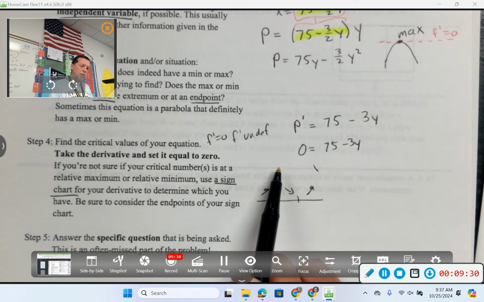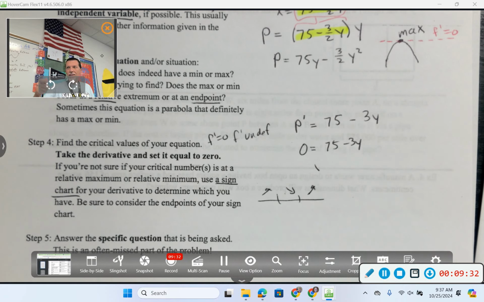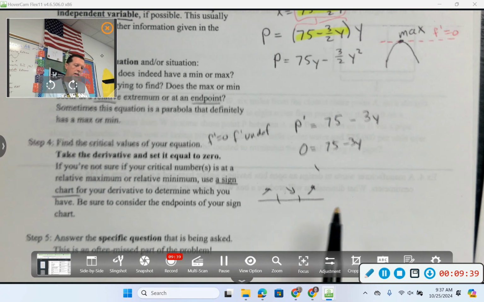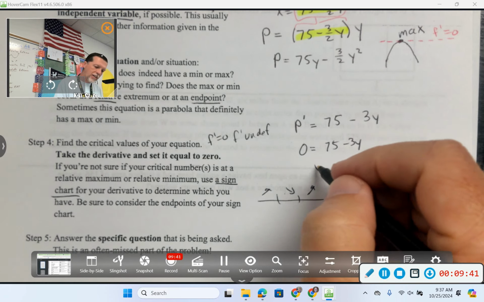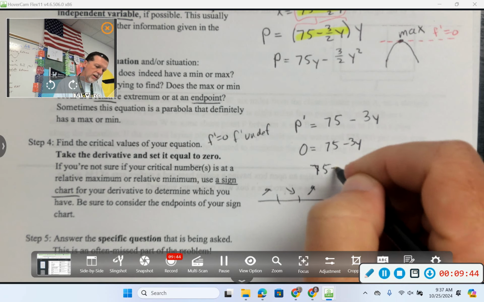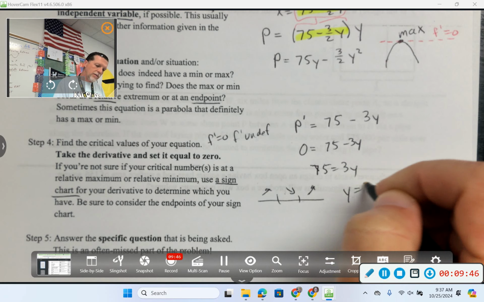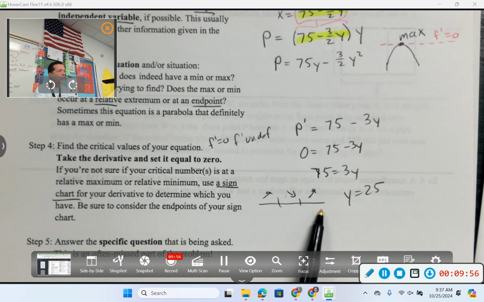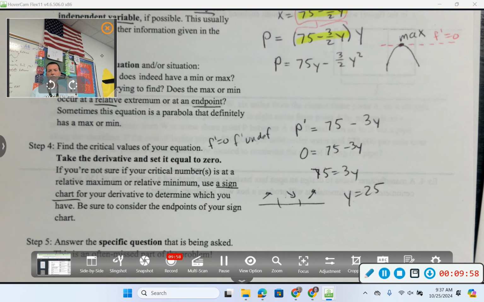But this one I don't have to worry about because I already know it's a parabola, so it only has one critical point, and that's a maximum. So I don't really have to think through the increasing, decreasing stuff. I can just solve this for y. y equals 25. Again, this is a simple one. Most of the time, you're going to have to put it on a number line and figure out where the derivative is positive and negative, so you can figure out if it's a max or a min.